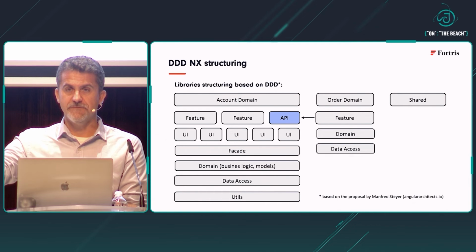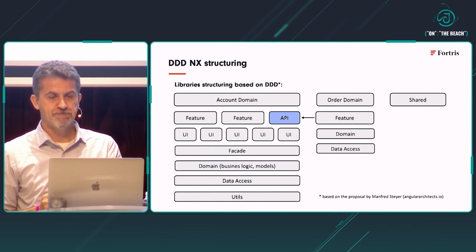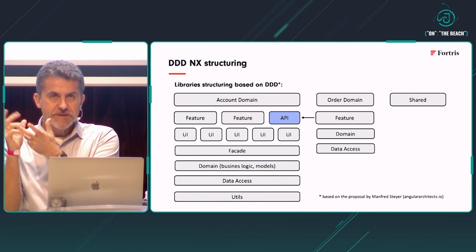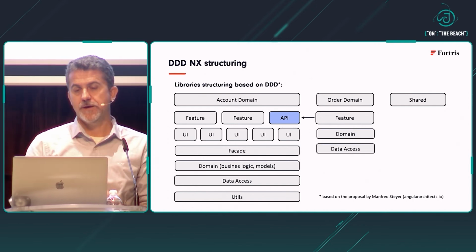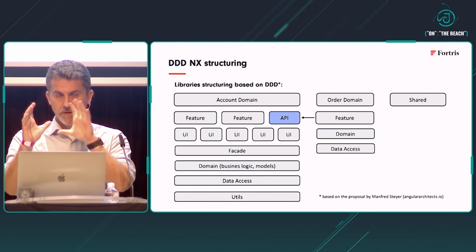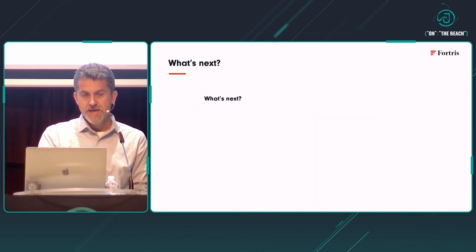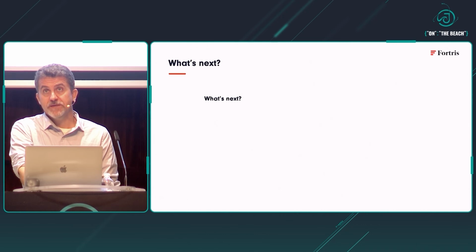But the idea is that the feature, the smart components that have some logic, can interconnect with other domains through the API. So we can more or less control the coupling that we have. Okay, and what's next? These are two ideas.